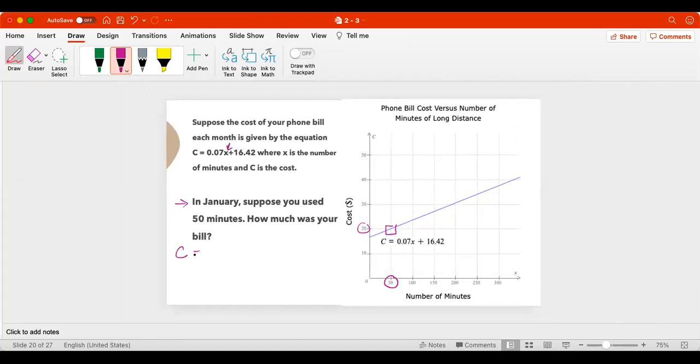So the cost is 0.07 times 50 plus 16.42. Now bring out a calculator. Take 50 times 0.07 and add 16.42 to that. This becomes 3.5, and so you'll get 19.92, which is really close to 20. It's not exactly $20, it's a little bit less. So if you use 50 minutes with this cell phone plan, you're going to expect to be charged $19.92.